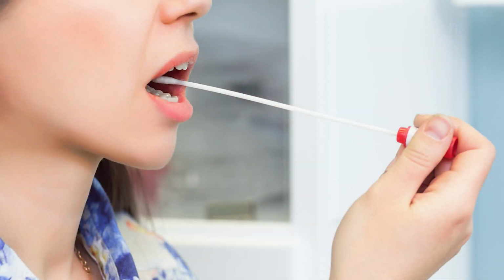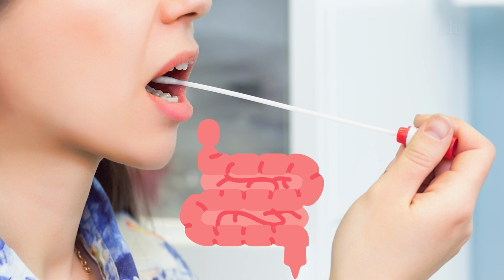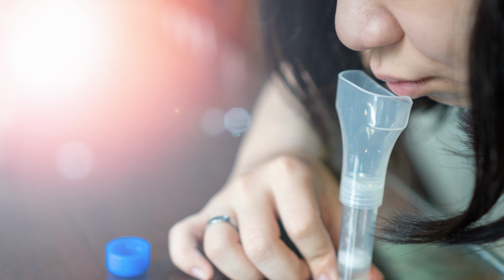And also we can test the mouth and the gut for fungus. This is a really great tool to figure out, is it really an overgrowth? There's saliva testing for Candida. There is stool testing for Candida, Rhodotorula, Geotrichum, other fungi in the gut.